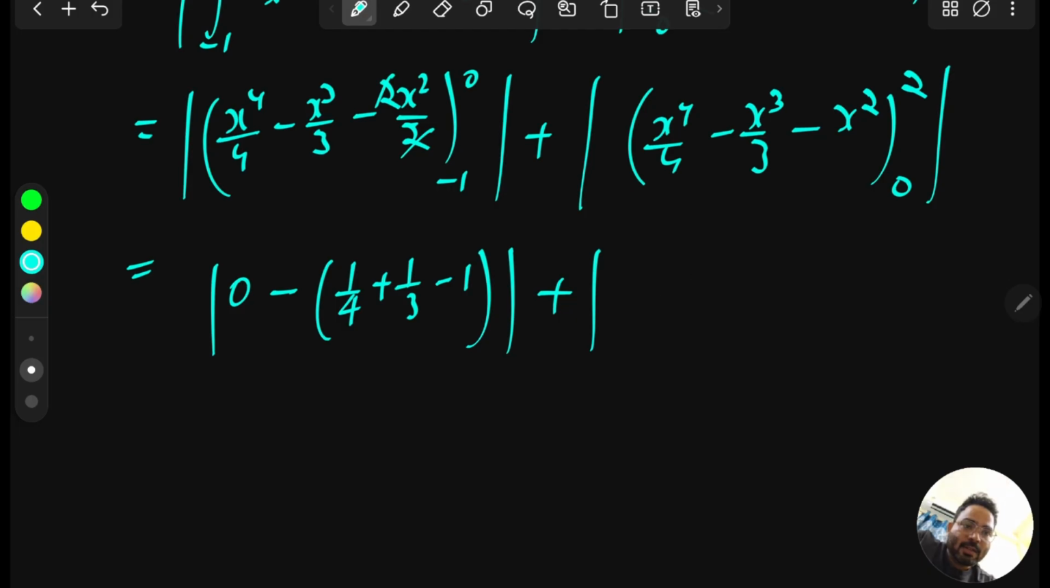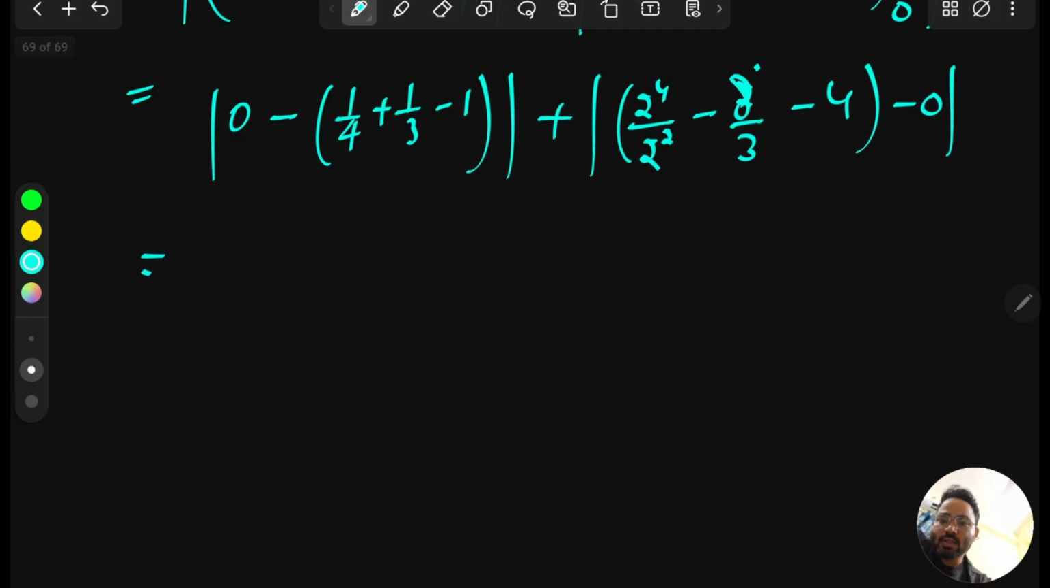Now come to this point. If you put 2, then this will give you 2 to the power 4 in the numerator and 4 in the denominator, minus 2 to the power 3 upon 3, which means 8 upon 3, minus 4. And after this if you put 0, then this will give you 0.